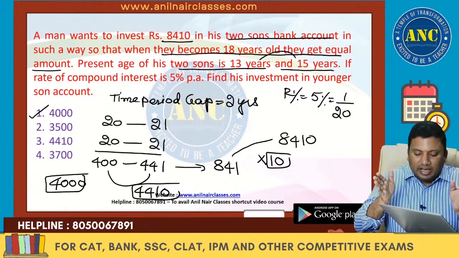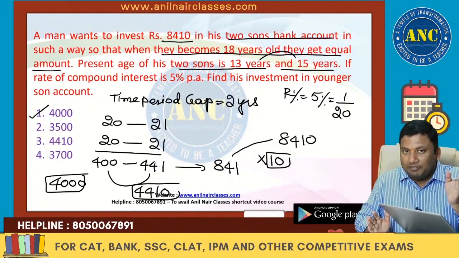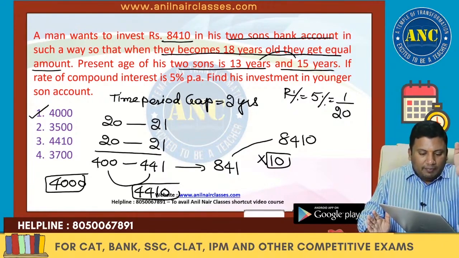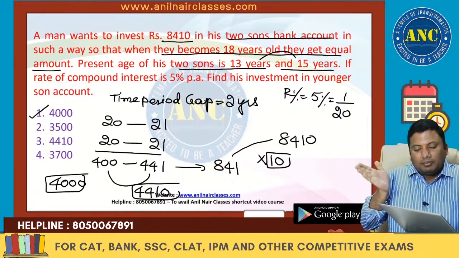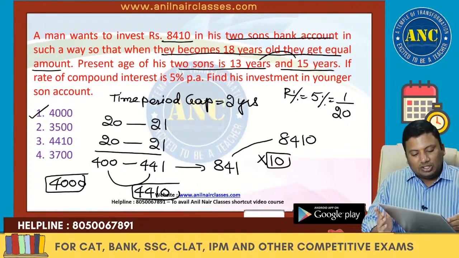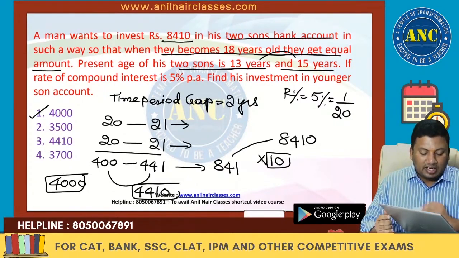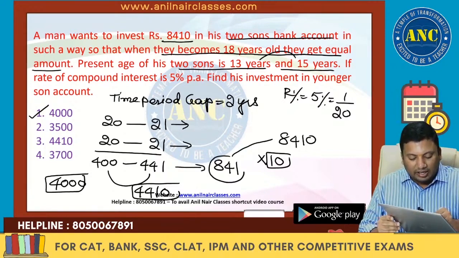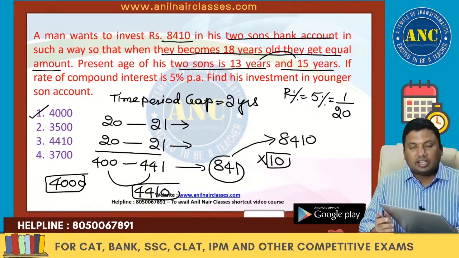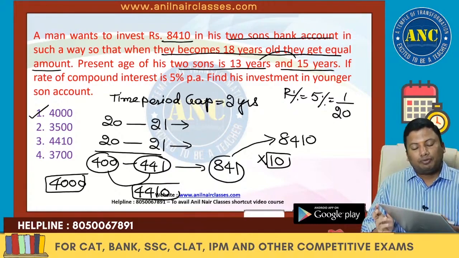See, the amount at the end of 13 years becomes the principal for the 14th year. So I am seeing the change from the 14th year beginning to the 15th year end. 5 percent is 1 by 20. 20 is becoming 21. So it is for the first year gap and it is for the second year gap. 400 becomes 441. So the sum is nothing but 841. According to the question, it is 8410, which is 841 into 10. So these are 4000 and 4410.